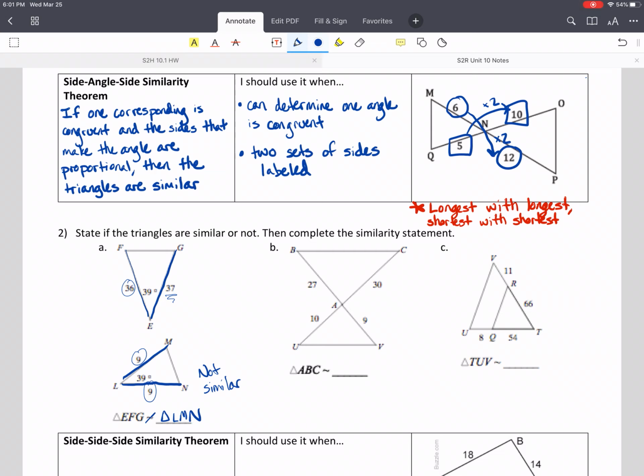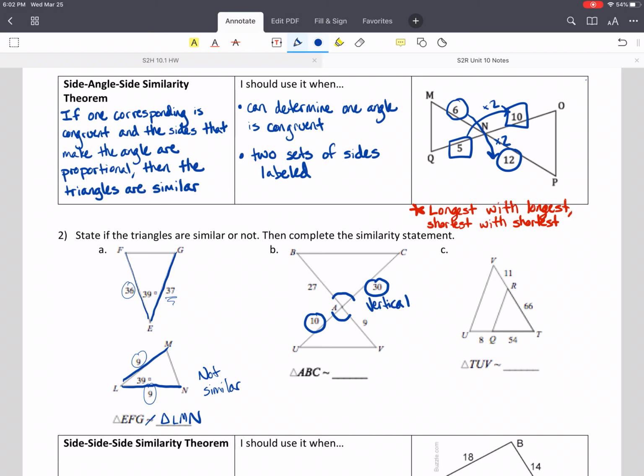Okay, part B. Here I have some vertical angles. Vertical angles are congruent, and I have the two sides that make up that angle, and that's what we want. So I see that my longest side is 30 on the top one, and my longest side on the bottom one is 10. So I can see from 10 to 30, we multiply by 3. So that means to get from 9 to 27, well, hey, look at that. I also multiply by 3. Multiplied by the same scale factor, that means that they are proportional. So we do have some similar triangles here.